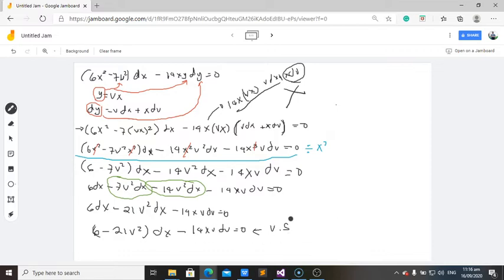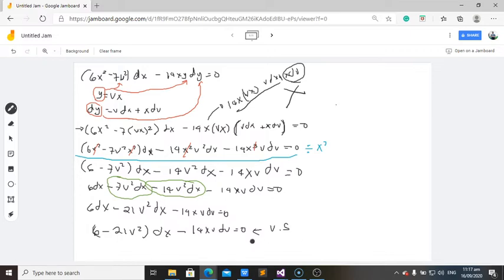variable separable is the most common and applicable method of all the methods of first order, first degree differential equation, especially for applications. Sa kanang mga application na problem solving. So variable separable dyan na siya.